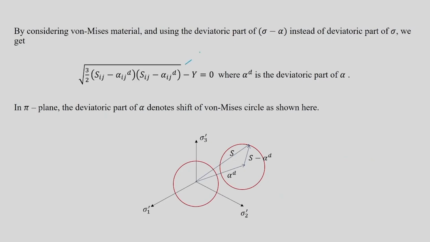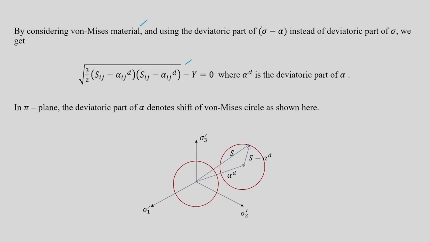By considering von Mises material, again von Mises is used, but with kinematic hardening, which is the simplest case. Von Mises isotropic hardening we have seen just before. Von Mises kinematic hardening is what we are looking at here. For other yield functions, kinematic hardening is further complex. By considering von Mises material and using the deviatoric part of sigma minus alpha, instead of the deviatoric part of sigma.